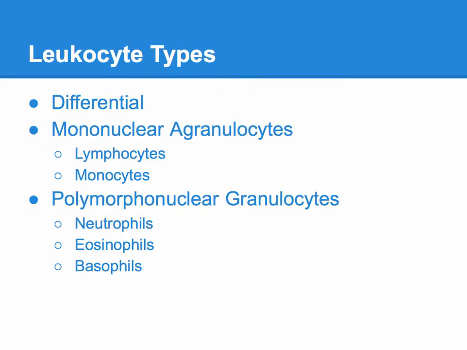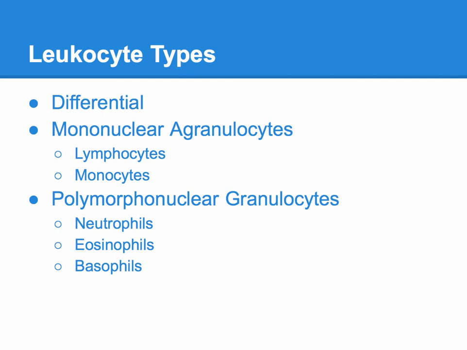Now we are going to discuss the different types of leukocytes. In a lab, a white blood cell count, or differential, is done. This is a process of identifying the different types of leukocytes and counting how many there are of each, usually in 100 total leukocytes. There are two categories of leukocytes.